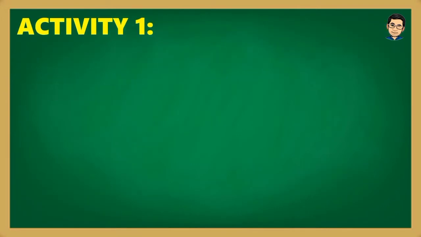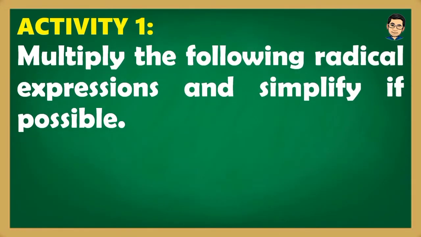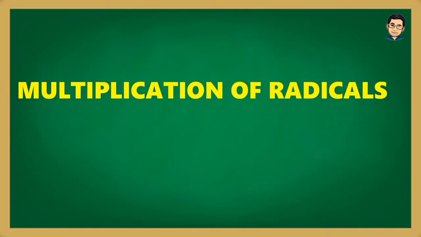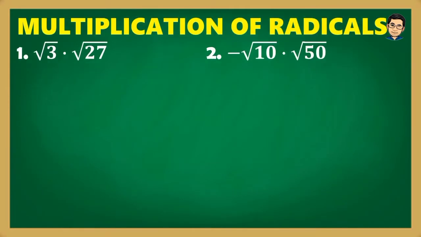So let's have the first activity. Multiply the following radical expressions and simplify if possible. Let's have the first two examples for multiplication of radicals. Based from the definition of the second law of radicals, kapag same yung index, we just have to multiply the radicand.